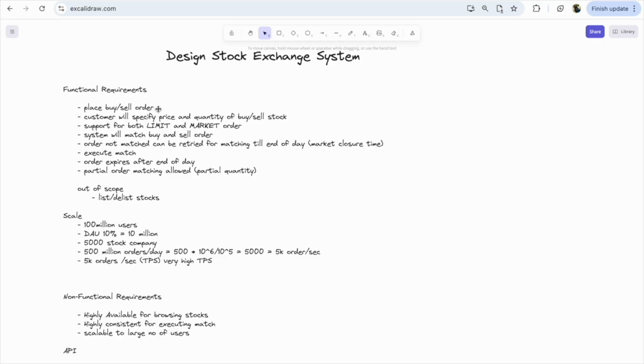Placing a buy or sell order, done. Customer will specify price and quantity of the stock to buy or sell, done. Support for limit and market orders: for this we have to make changes in our matcher service, where based on the type of the order we have to match the buy and sell orders. So that's very doable. System will match buy and sell orders, done. The order not matched can be retried for matching till the end of the day, the market closure time. Okay, done. Executing the match, order expires after the end of the day, and partial order matching allowed. So all this we have covered.